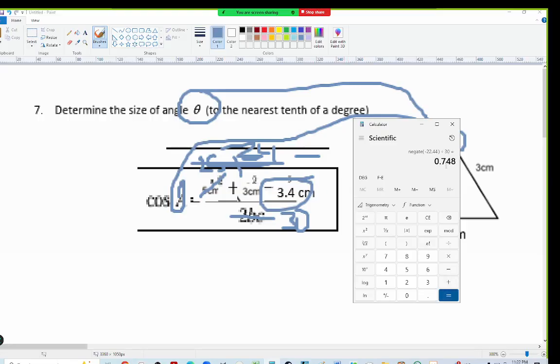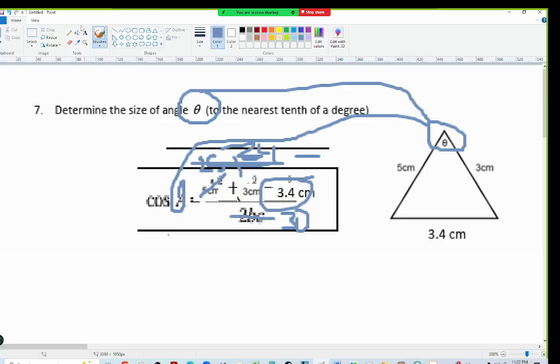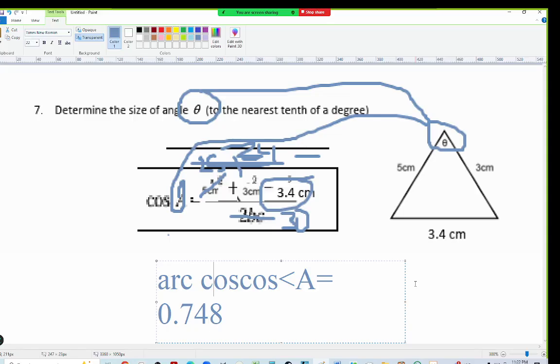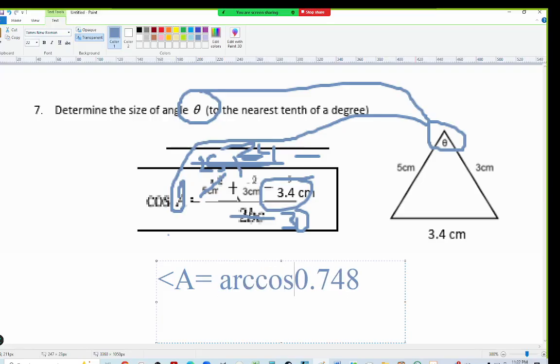So we're going to get cosine of this mysterious angle is equal to this. And how do I get the angle? So you reverse cosine. Arc cosine both sides. The arc cosine on this side gets rid of the word cosine. So I'm left with angle A is equal to the arc cosine of that.